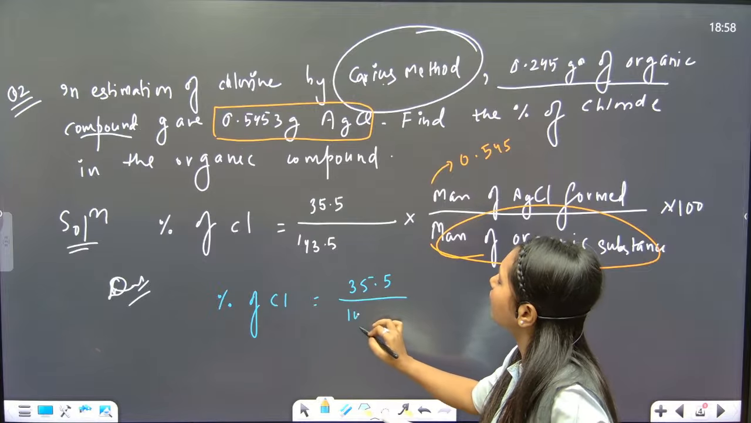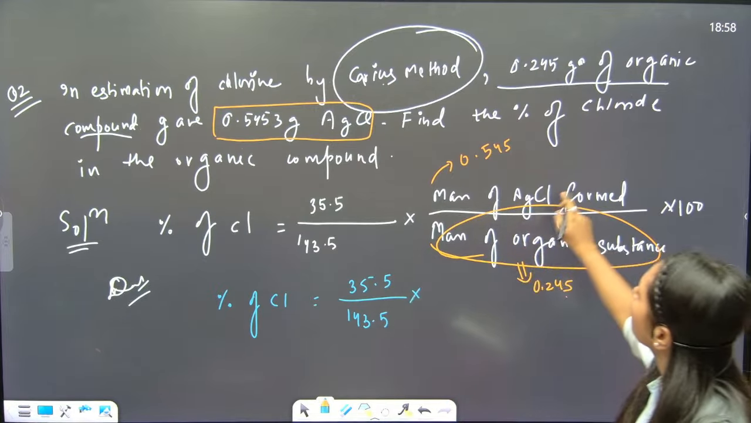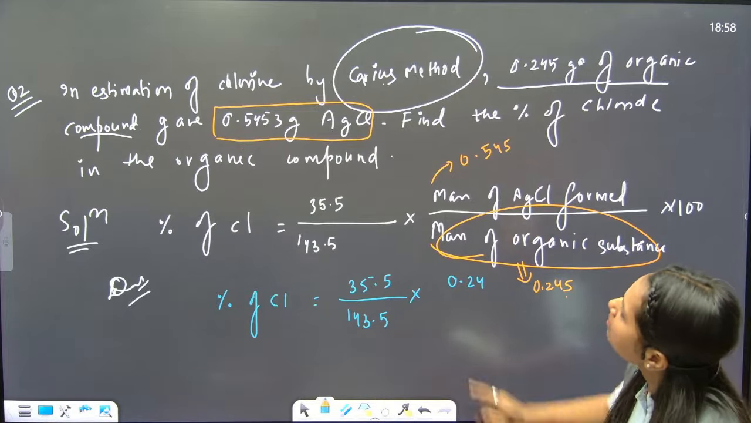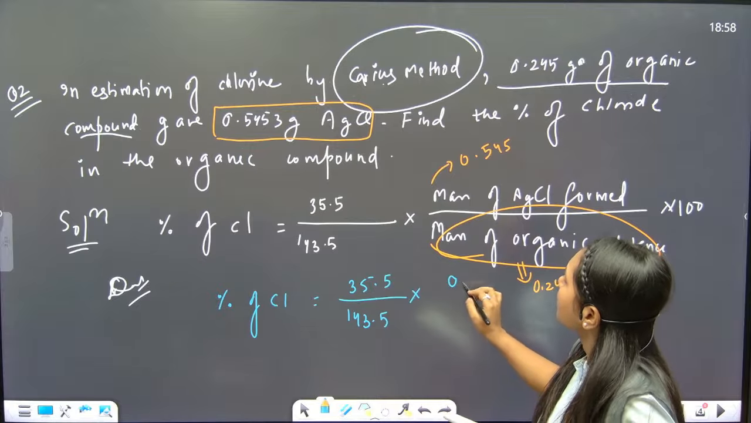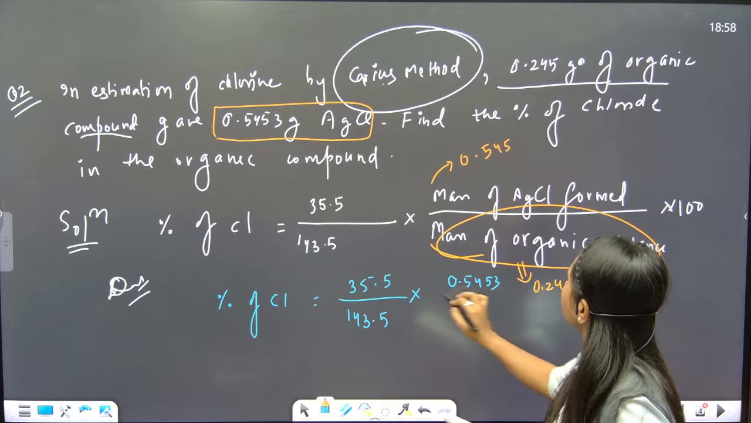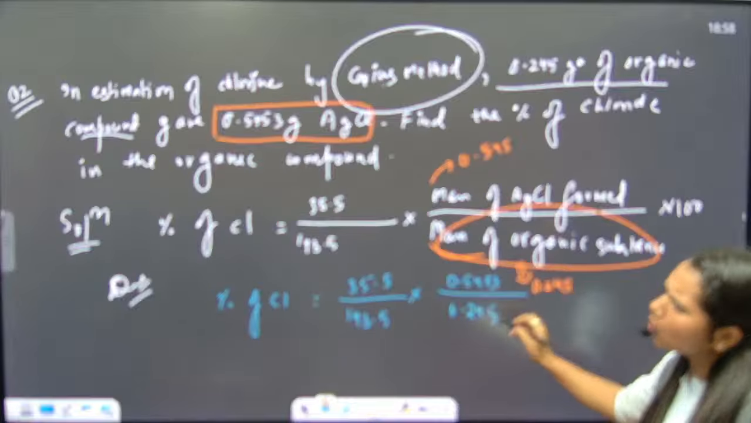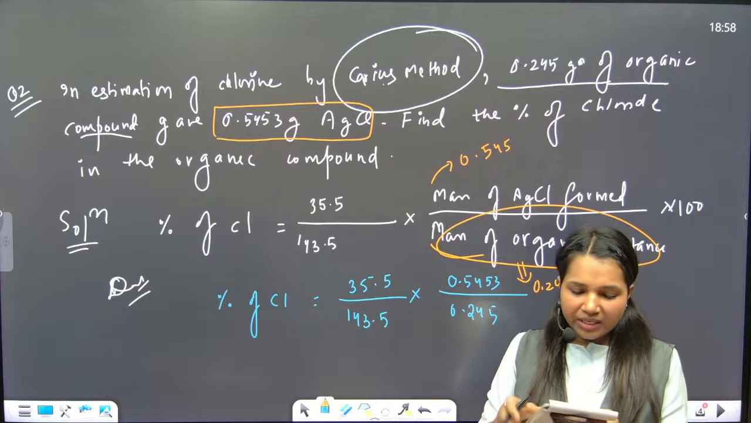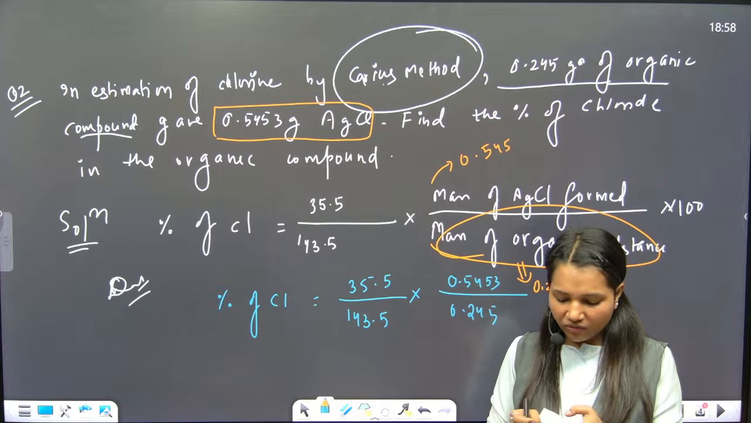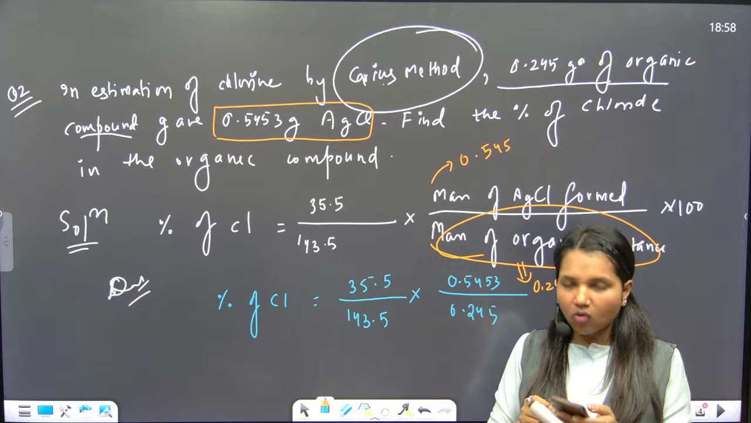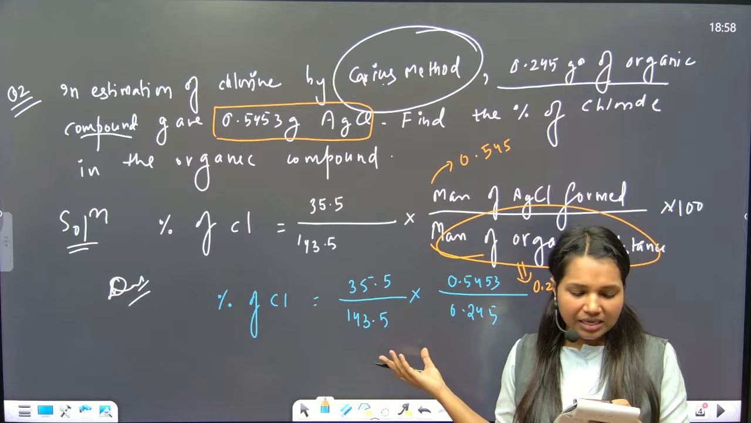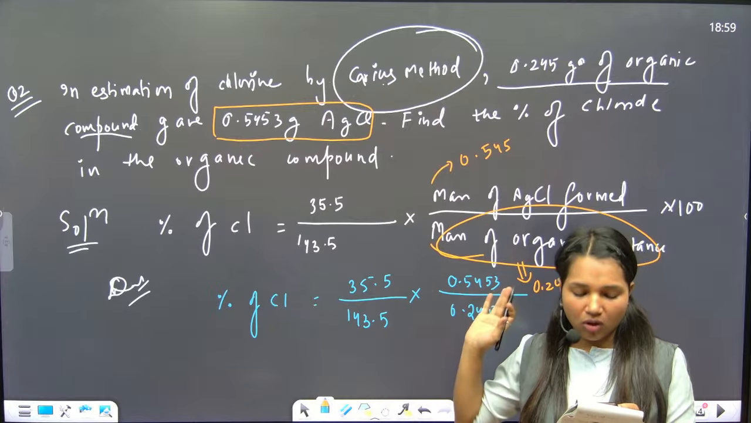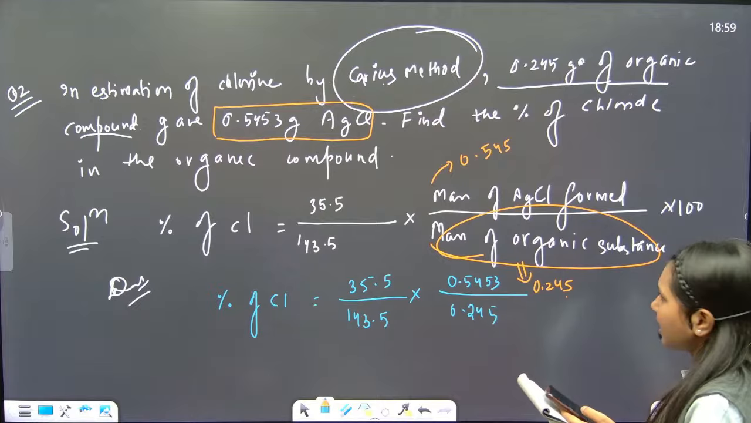35.5 divided by 143.5 into the mass of AgCl formed. What is the mass here? The mass is 0.4553 of AgCl, and 0.245. I hope you can do the calculation. I am leaving it to you. Fine, let's do the calculation. That's it. This was quite a scoring question, just formula based. I have told you also that in this topic, you just have to remember the formulas, nothing else. Let's move to the next question.